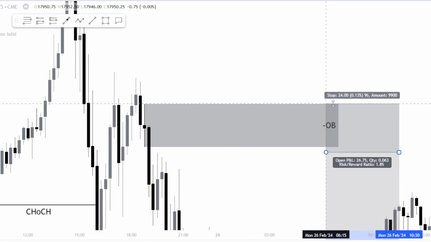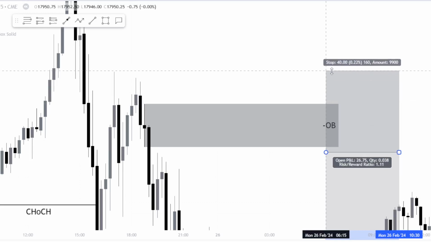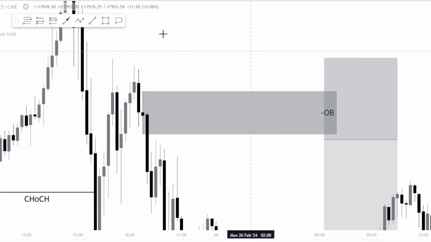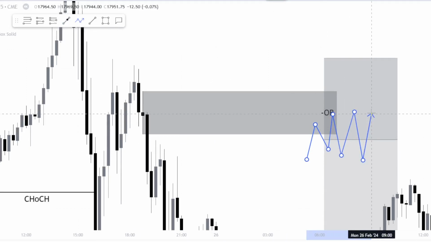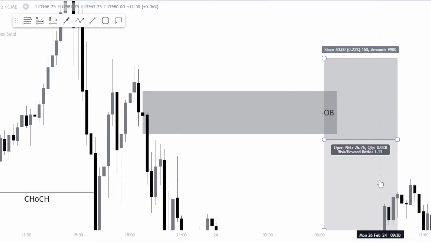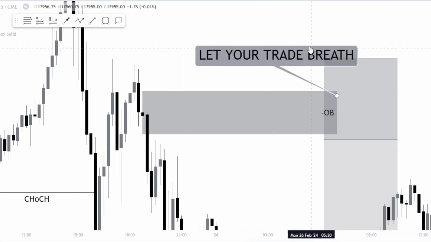You don't want to have it too close to the OB because then you could get wicked out. Have your stop loss in an area that allows price to breathe, right? So you want price to maybe trickle around near your entry, then it eventually takes off, right? So you want to have space to breathe. Let your trades breathe, right? Let your trade breathe. Very, very important to understand. Let your trade breathe, right?